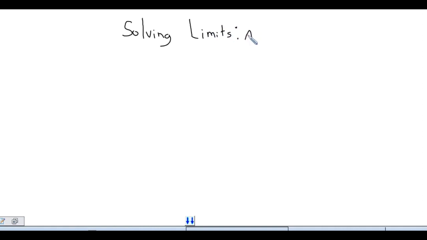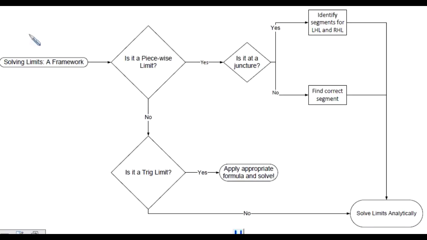So in this video, I'm going to give you a framework that you can use to solve just about every limit problem that you'll see. 95 to 99% of limit problems, if you use this framework and you follow it to the letter, you should be good to go. And it ties in all of that information that we've learned so far. So let's dive right in.